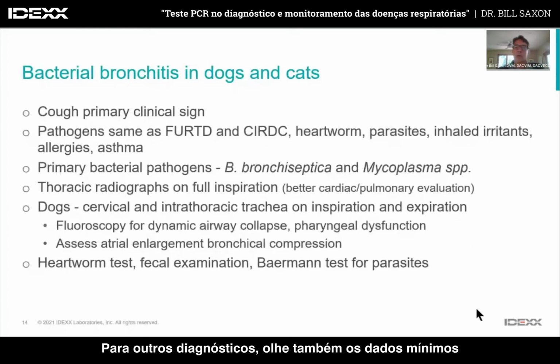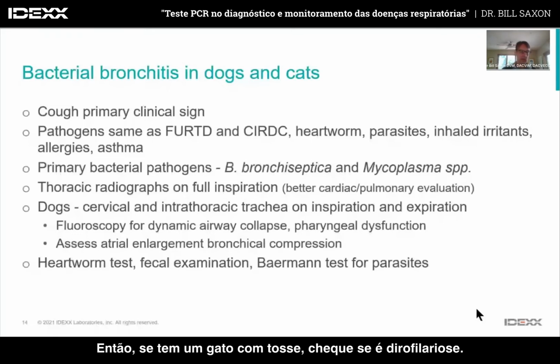Additional diagnostics, other than looking at your minimum database: evidence of eosinophilia on your CBC, which could prompt you to think about parasitic disease; proteinuria on your urinalysis, which might make you think about any sort of chronic inflammatory disease like heartworm disease; and your chemical panel for a low protein component, which can be seen with some kidney and other diseases, etc. Looking at heartworm serology for sure, both in dogs and cats. Coughing in cats: asthma or heartworm disease.